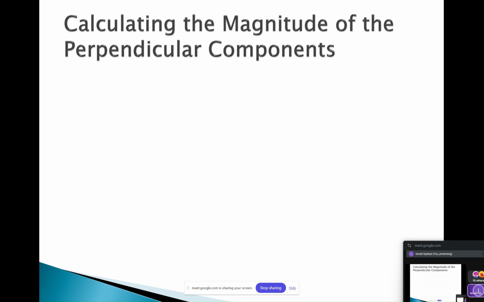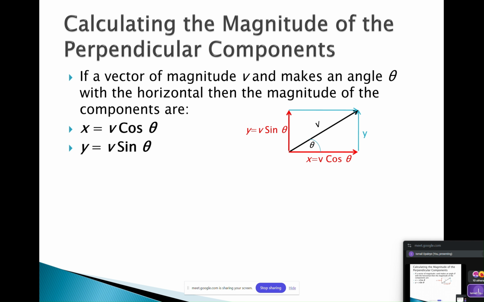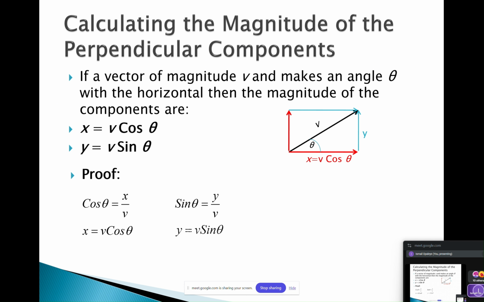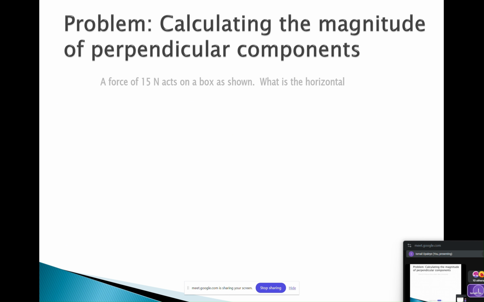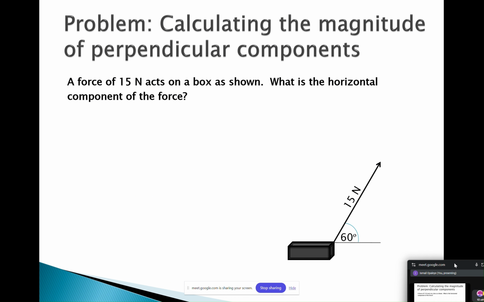So calculating the magnitude of perpendicular components, x is equal to v cos theta and y is equal to v sin theta. Can we see that? And the proof is just some mathematical proofs, which is not necessary. So this is a question. So this is a problem.